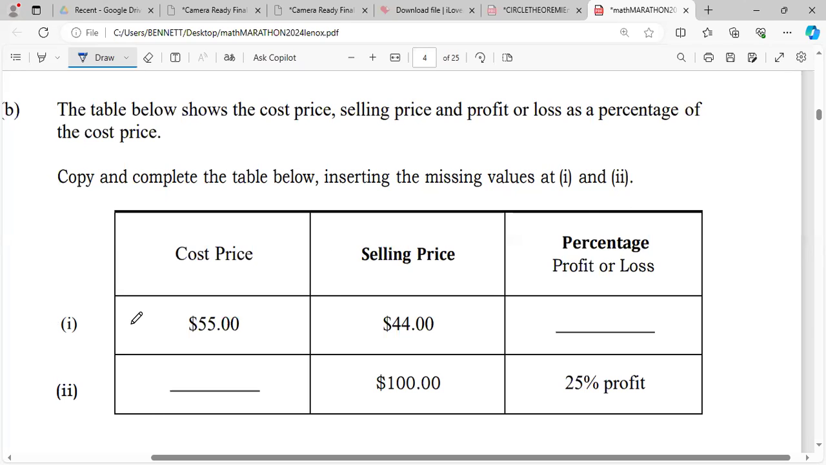Oh, yeah, so this is 1. So you're going to put in whether profit or loss. And then this, you put the cost price based on that. Alright, so they gave you the selling price and they want you to put the cost price. And they gave you the cost price and the selling price and they want you to put the profit or loss. So try that one, guys.